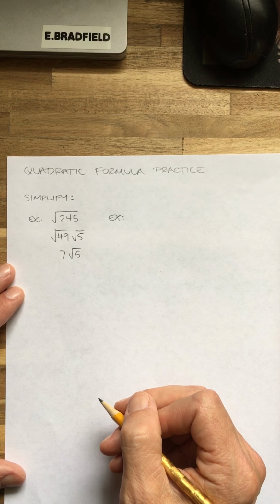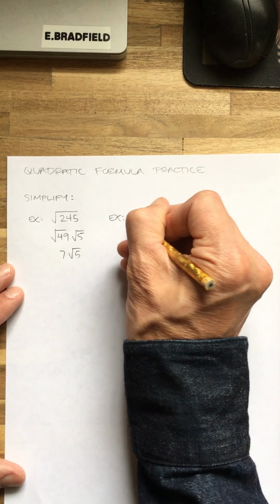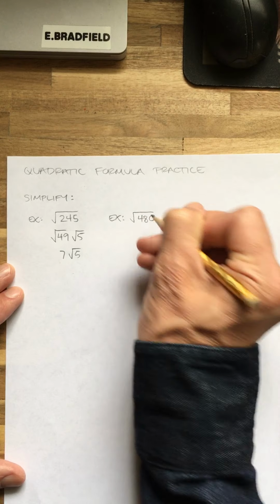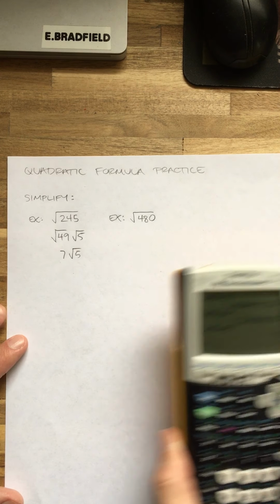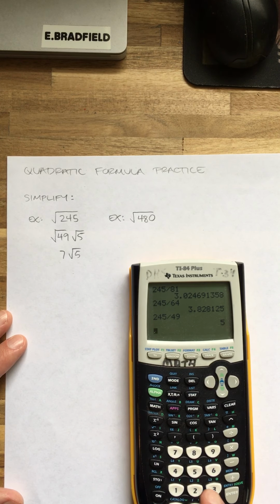Let's try the square root of 480. All right, give it a shot. Here we go. 480 divided by 144, decimal. 480 divided by 121, decimal. 480 divided by 100, decimal. 480 divided by 81, decimal. 480 divided by 64, decimal.